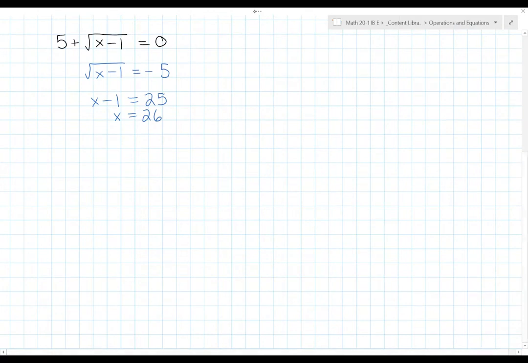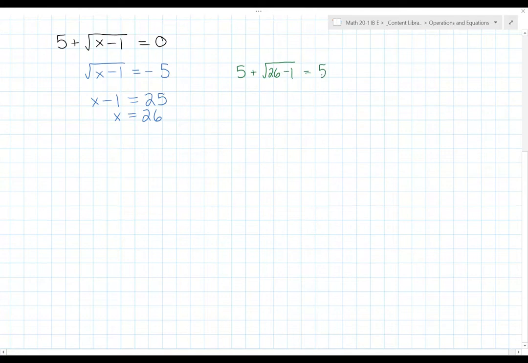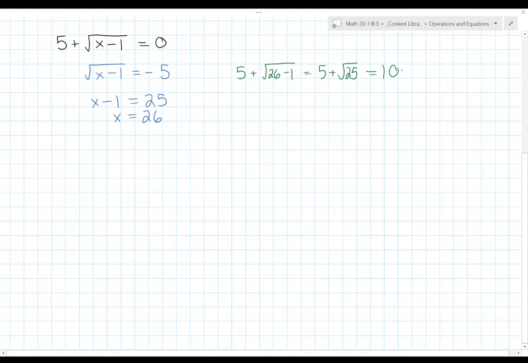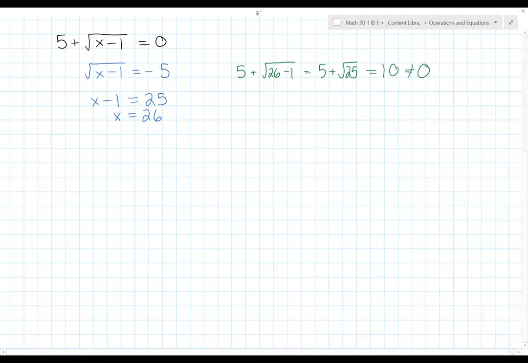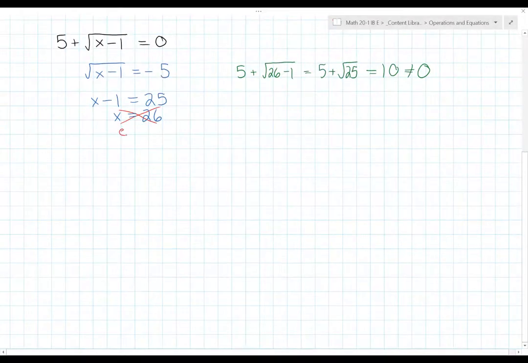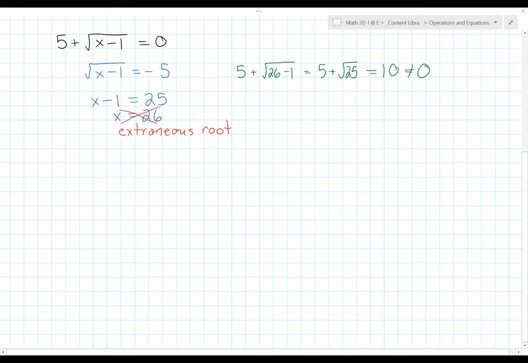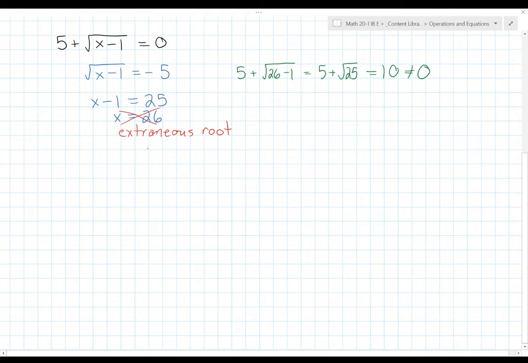So there's a solution. But if I verify this solution back in the original equation, 5 plus the square root of 26 minus 1 is 5 plus the square root of 25, which is 5 plus 5, which is 10, not 0. So this answer actually doesn't work in my original equation. This is what we call an extraneous root. It's an answer we get when we've made no mistakes in our algebra whatsoever, but it isn't a solution to the equation. In fact, this equation has no solution.